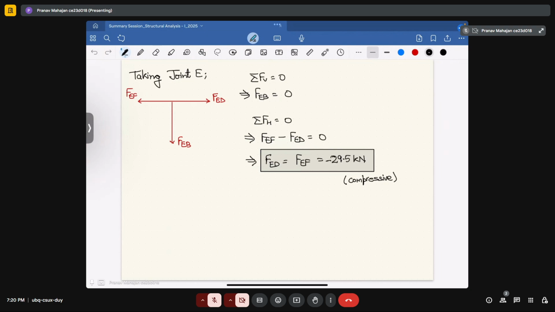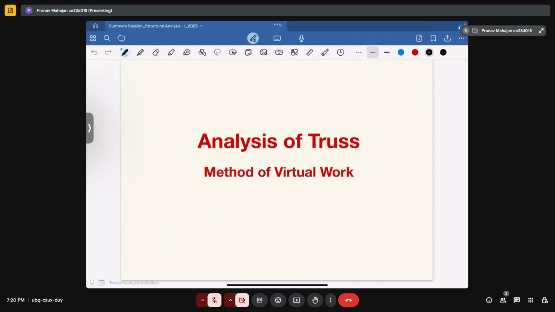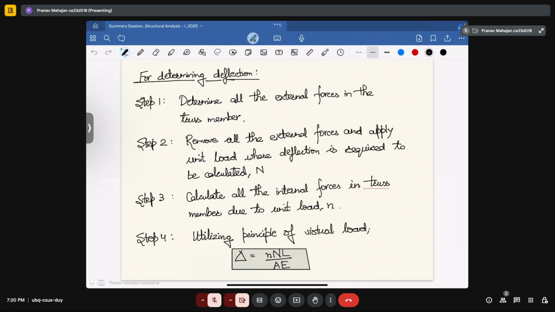Now talking about how you will analyze the truss when you have to determine the vertical and the horizontal deflection in the trusses. So we have the method of virtual work. So in this method of virtual work, you have some steps that you are required to follow. Actually, these steps are defined based upon the principle of virtual work. So what you need to do, first determine all the external forces in the member, that is the number of reactions that is there in the structure.